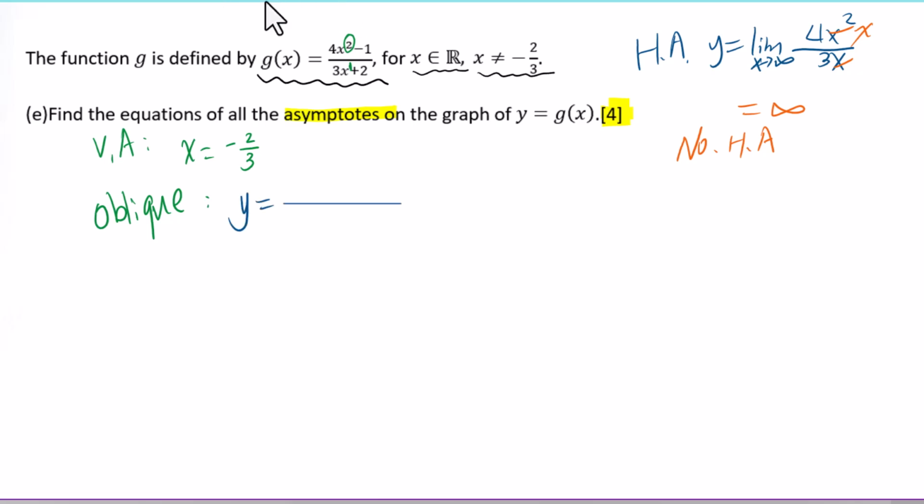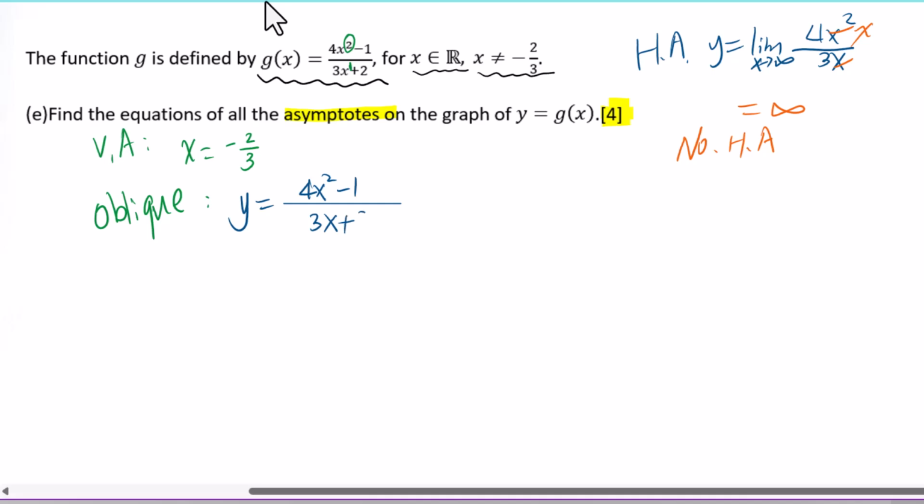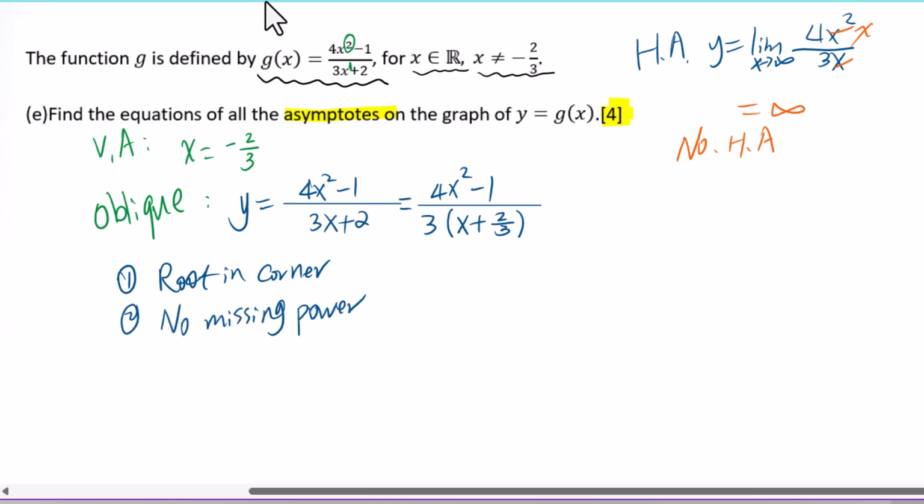We will use synthetic division to work this out. Or you can use long division. It's really up to you. I will show you both. So for the synthetic division, you have to take this 3 out. x plus 2 over 3 as a denominator, numerator 4x squared minus 1. Root in the corner, no missing power. So we have 4, 0, negative 1, negative 2 over 3 as a root.